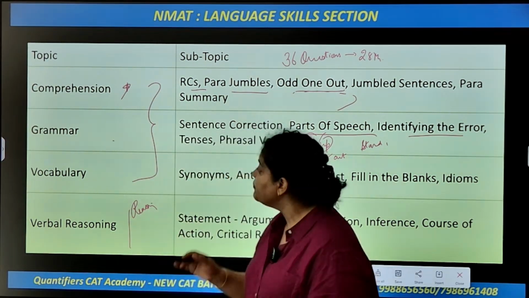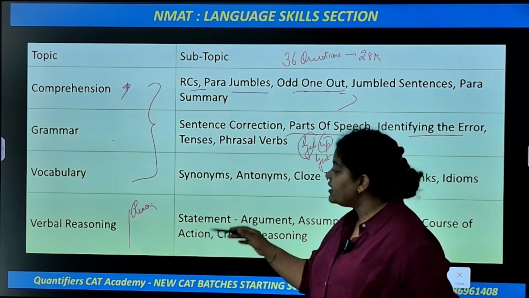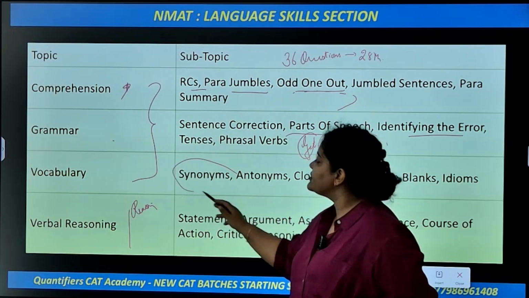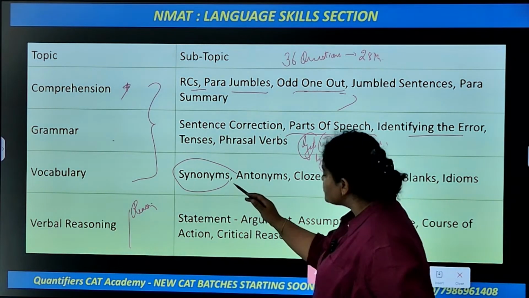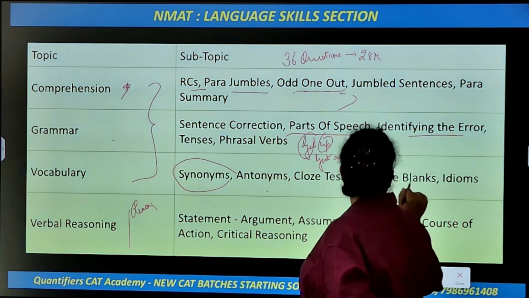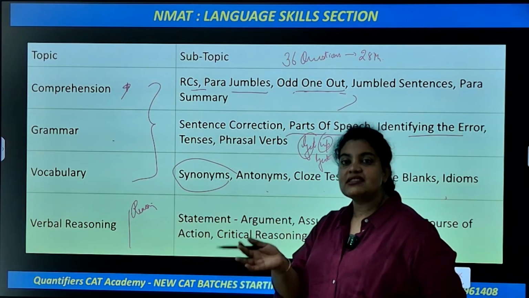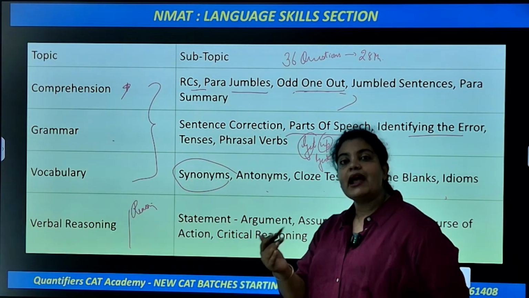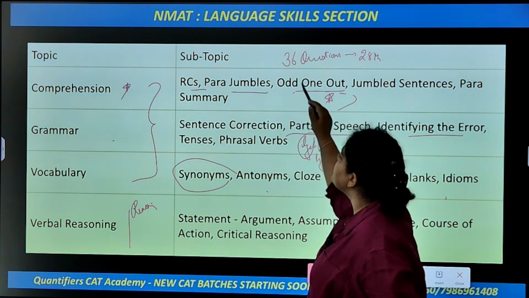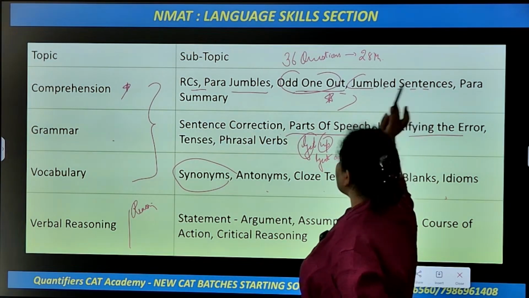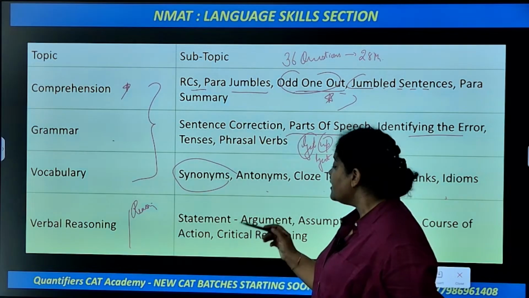verbs in detail. Next up, what we have in the case of NMAT is vocabulary. In vocabulary, you've seen there are a lot of questions in NMAT based on vocabulary: synonyms, antonyms, cloze test, fill in the blanks, idiomatic expressions. More or less you can see that the syllabus of NMAT and SNAP slightly overlaps, with just a difference that it also keeps quite a few topics that align with the CAT syllabus.